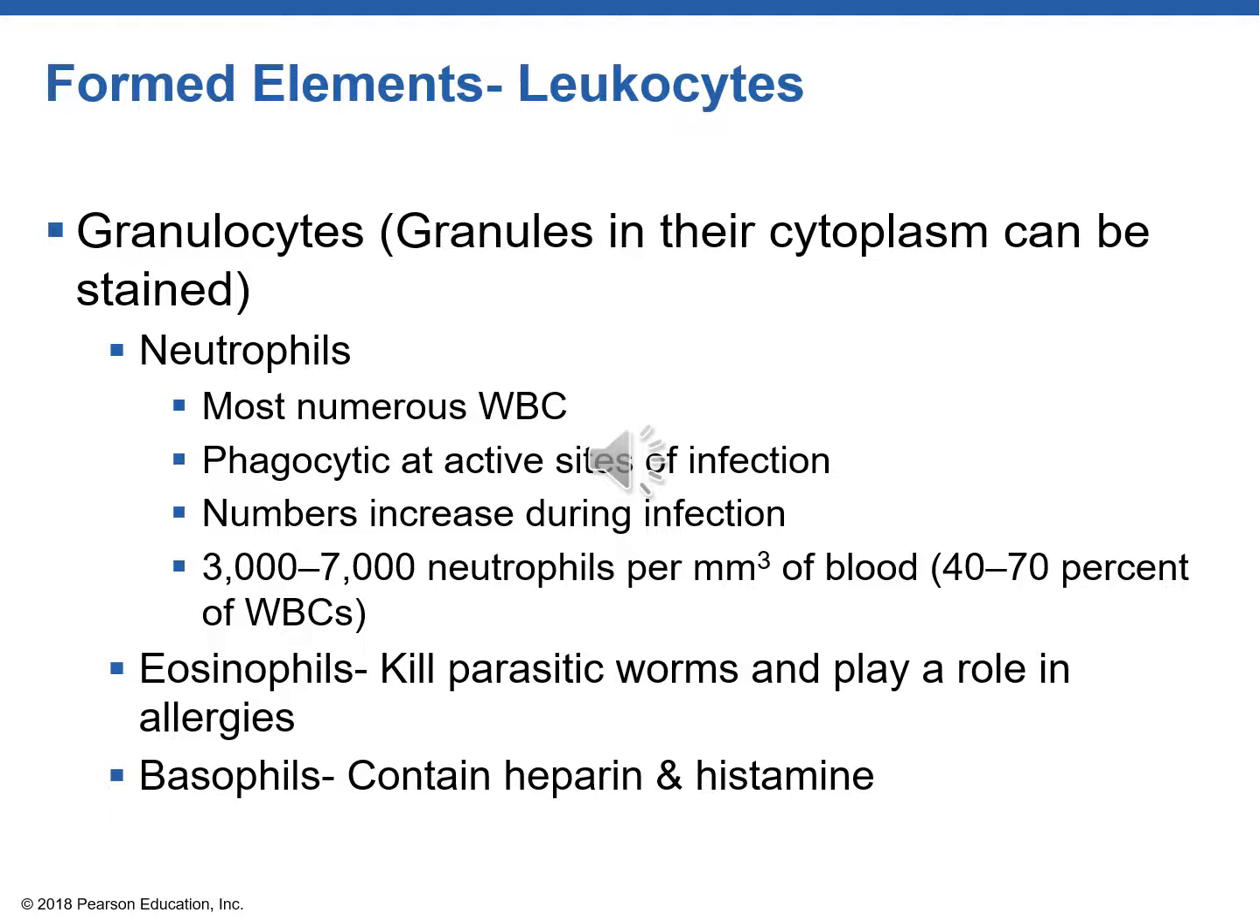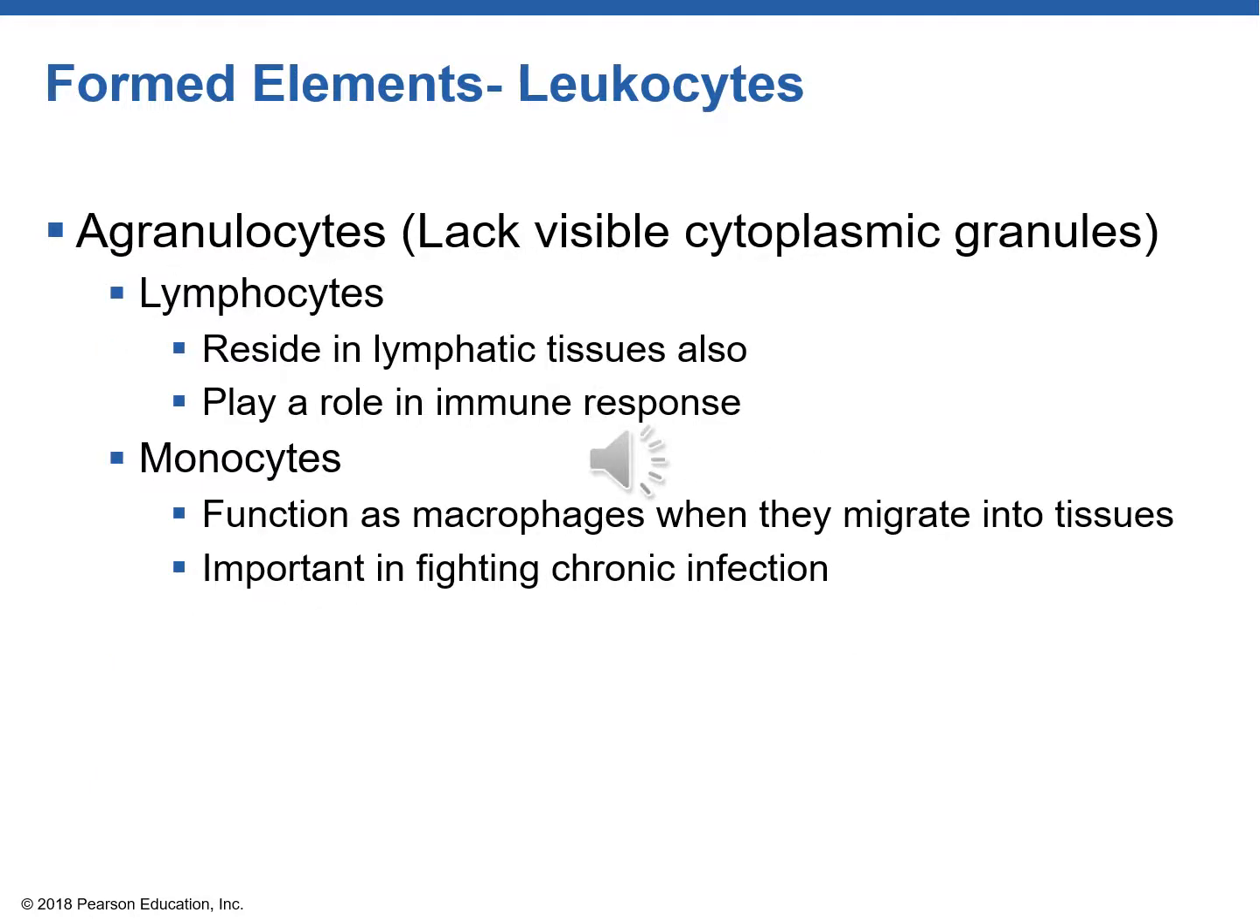And basophils contain heparin and histamine, which we're going to study more soon. So all three of these are types of granulocytes. And agranulocytes, of course, look different under the microscope. So these again are white blood cells or leukocytes, just that they look different when the stain is put on them and we look at them under a microscope.